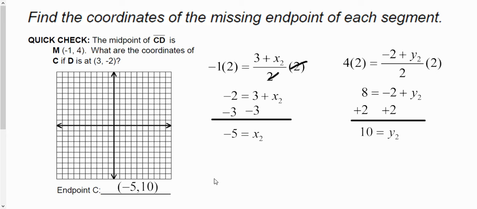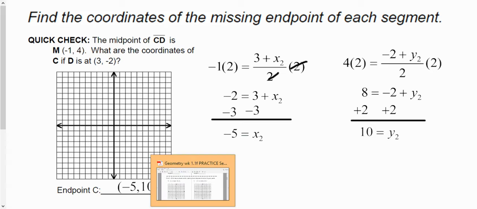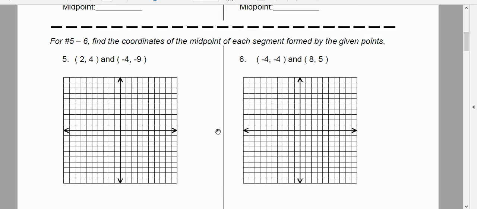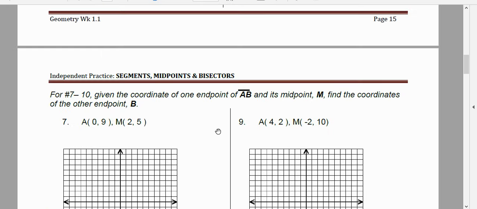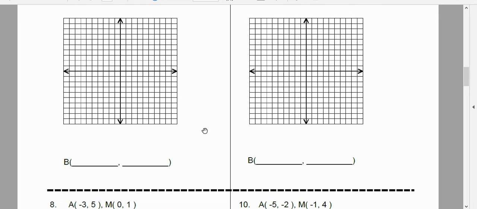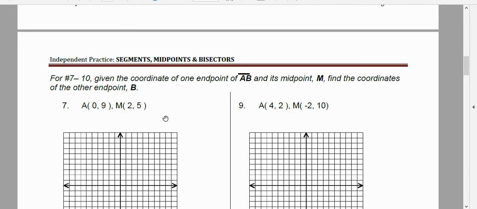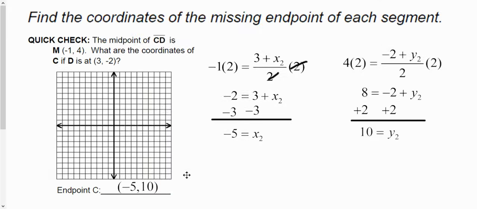Now, if you want to pause the video and practice some of these problems, they are problems 7, 8, 9, and 10. You can read, given the coordinates of the endpoint of AB and its midpoint M, find the coordinate of the other endpoint. So we've got M as the midpoint, and one of the endpoints is this A here. So you can try those if you want. I'm going to go back to the video, but you can pause it and try those for practice.